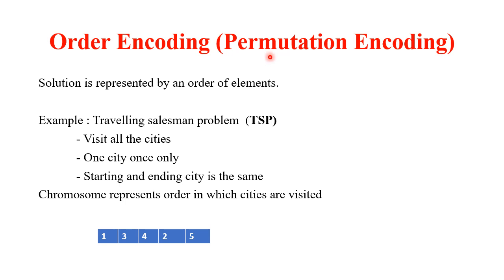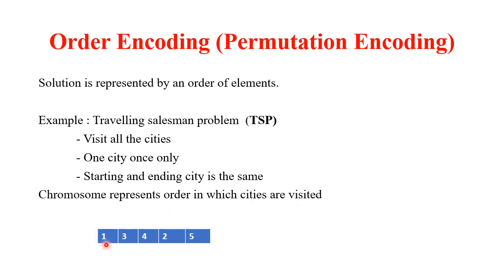What is permutation? Permutation means arrangement of elements. Here the solution or individual can be represented by an order of elements. In which situations is this order encoding suitable? Consider the example of the traveling salesman's problem. So what is the traveling salesman's problem? We have to perform a tour, visiting all the cities. We have to visit each city only once. Starting and ending city should be the same. This chromosome can be represented as an order in which cities are visited.